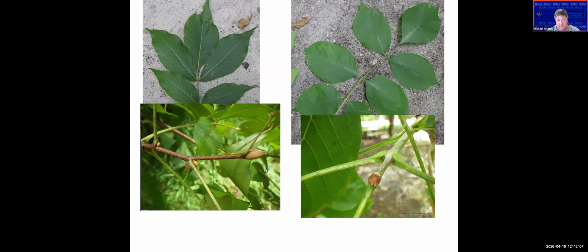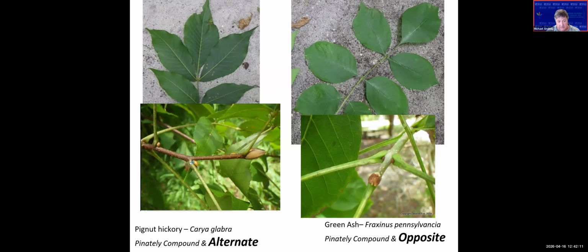When we look at these species up close, we can see, in fact, here's that axillary bud, and we can see that's the compound leaf there, and we can see they're arranged alternating along that twig. So this is pinnately compound and alternate. Likewise, this one is coming out opposite on either side of that twig. You can see that axillary bud. And so this one is pinnately compound and opposite.